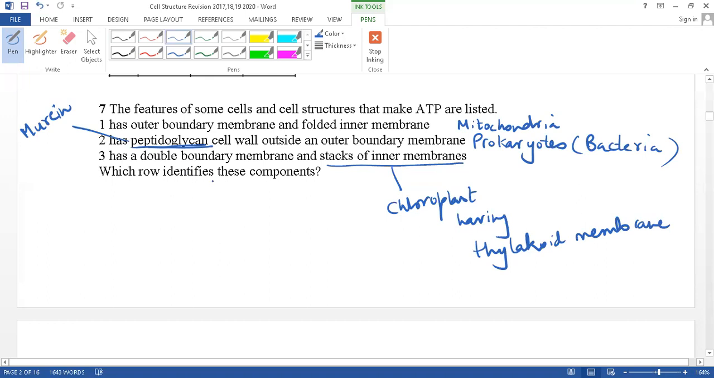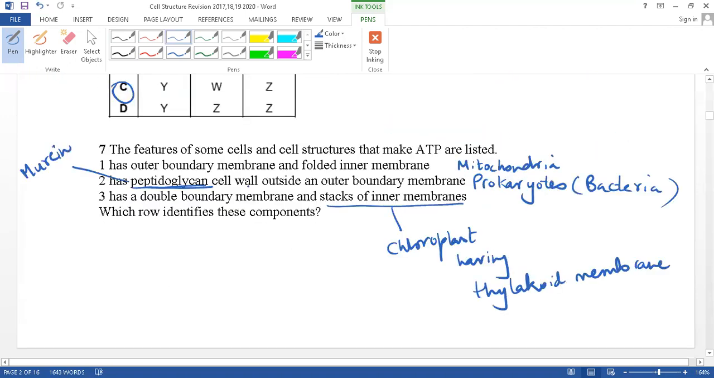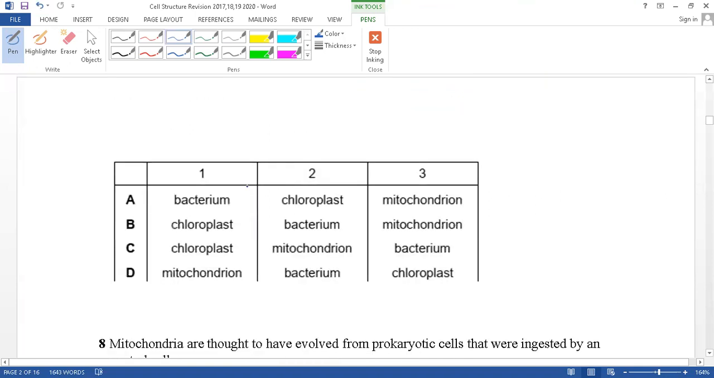So which row identifies these components? Let's see what the question is. You have already identified one as mitochondria, two as bacteria, prokaryote, three as chloroplast. So one is mitochondria, two is bacteria, three is chloroplast, D is the answer. Got it?